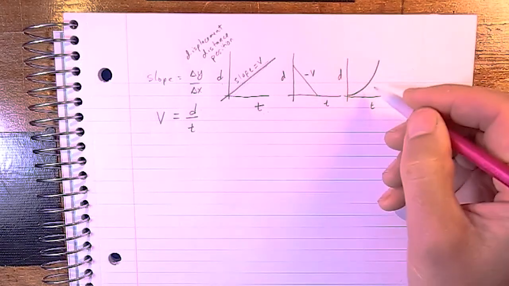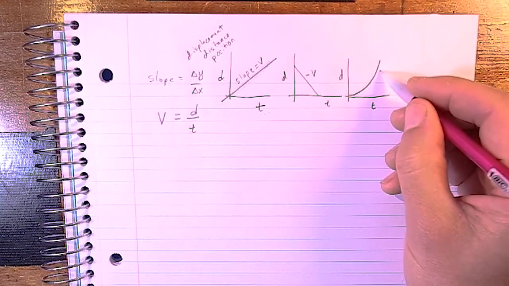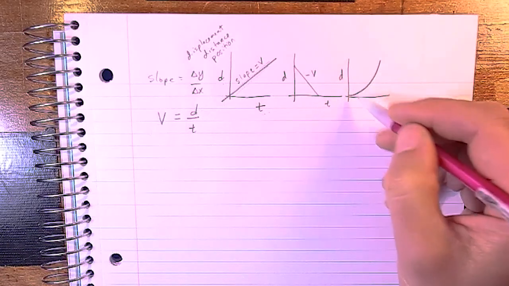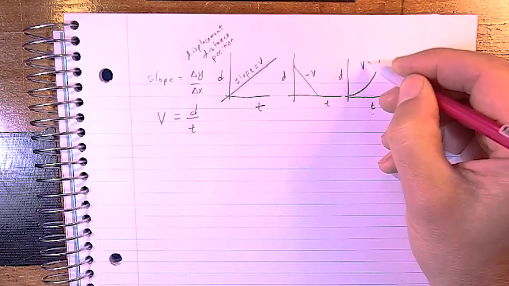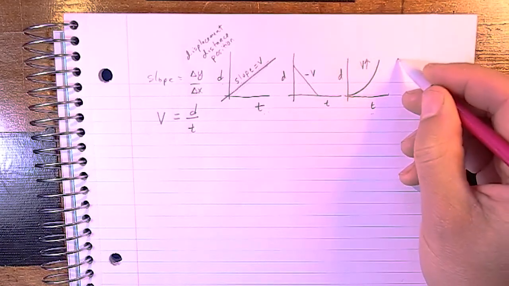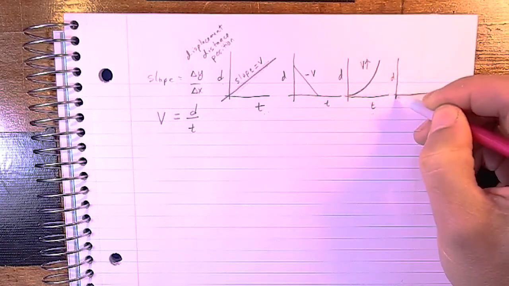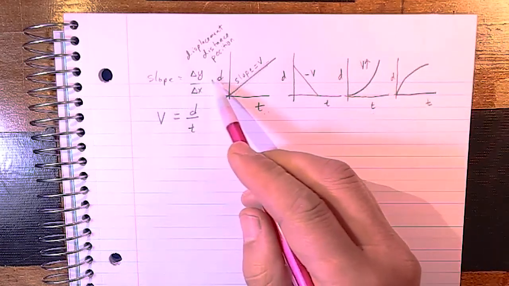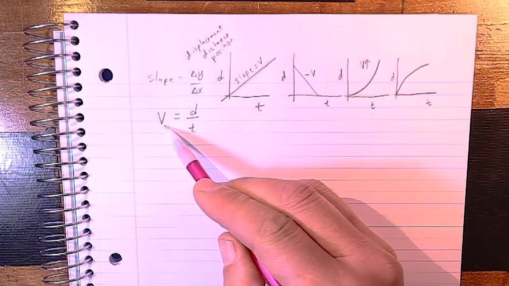In this case, the slope is increasing. The steepness of the line is going up. Since the slope is the distance divided by time, it's the velocity. If the slope is increasing, the velocity is increasing. In a graph that looks like this, again, the key idea is that the slope of a displacement time graph is velocity.